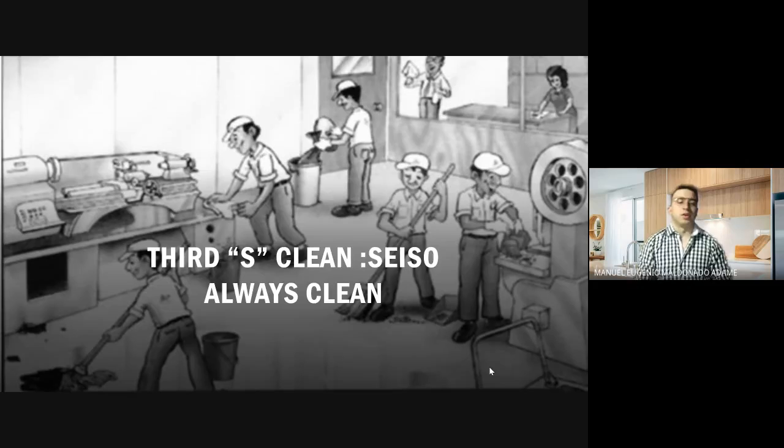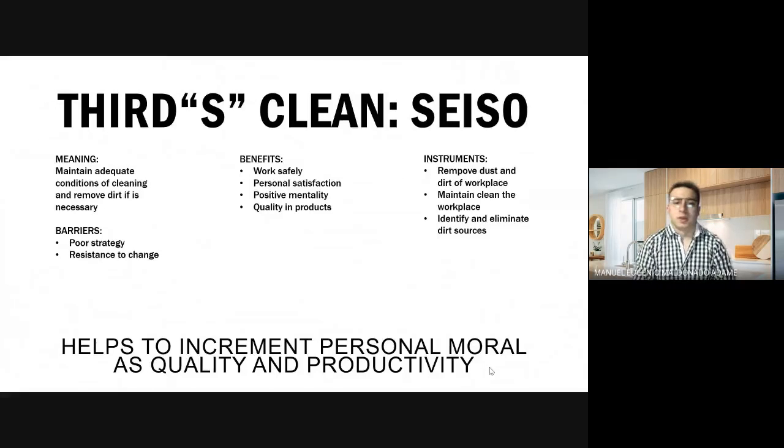Next, for the third S, clean, Seiso, that says to always clean. The main meaning is to maintain an adequate condition of cleanliness and remove dirt if necessary from our workplaces. The benefits if we implement this are to work safely, personal satisfaction, positive mentality, and quality in our products.